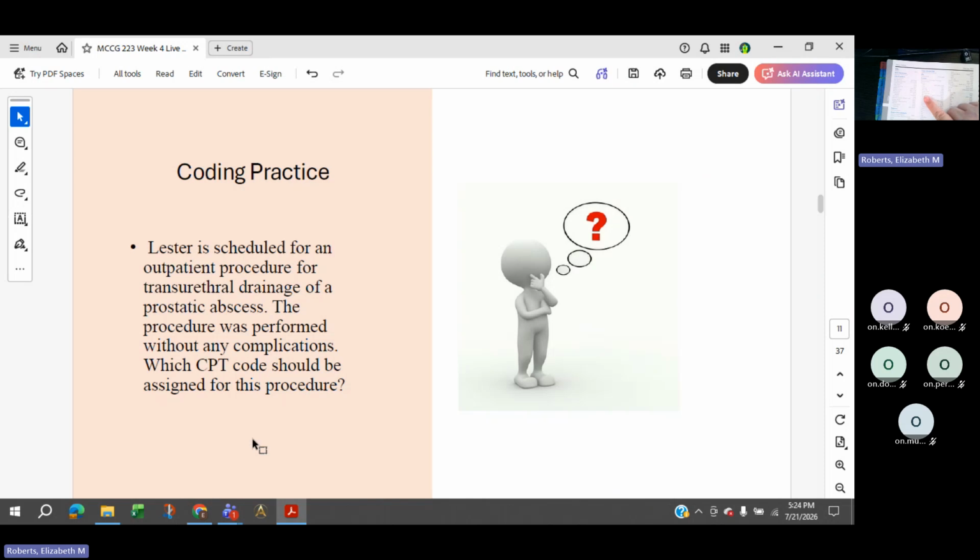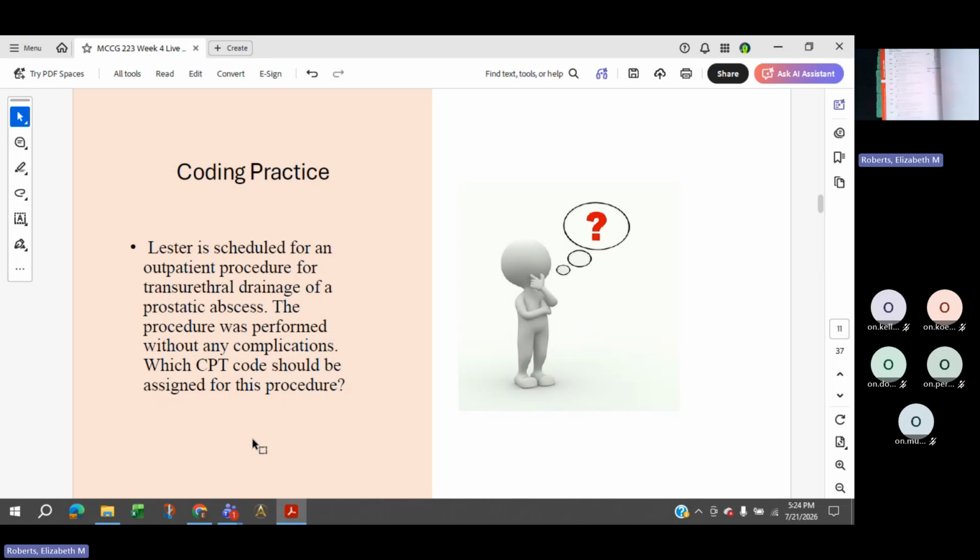So you have abscess, and then you have all of these areas. There's prostate. I'm finding prostate kind of down here in the bottom third. We have three different options: 52700, 55720, or 55725. Again, you can see one of these is in the urinary system subsection, and the other two are in the male genital system subsection. Sometimes it goes all over the place.